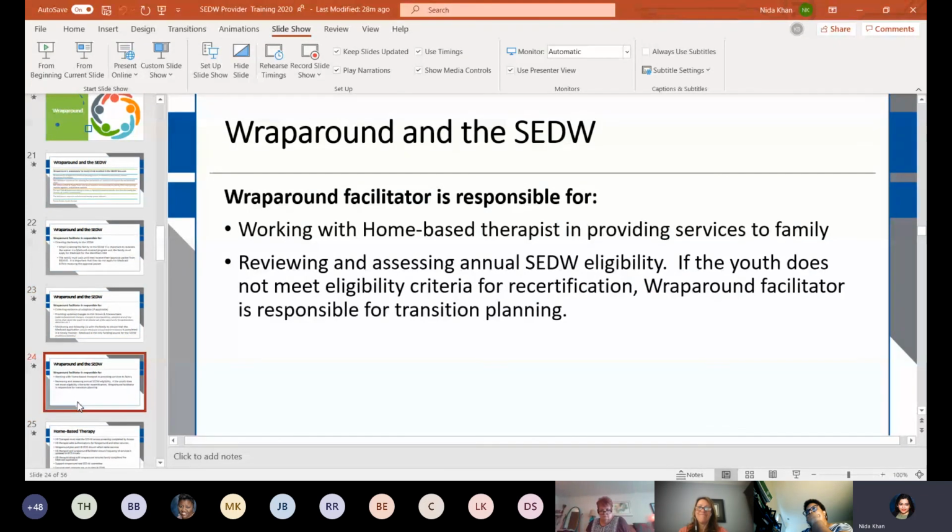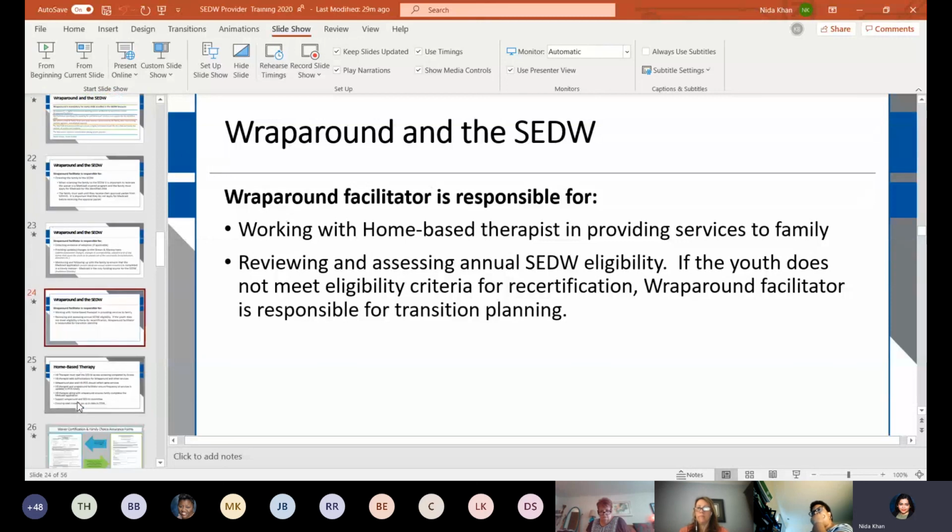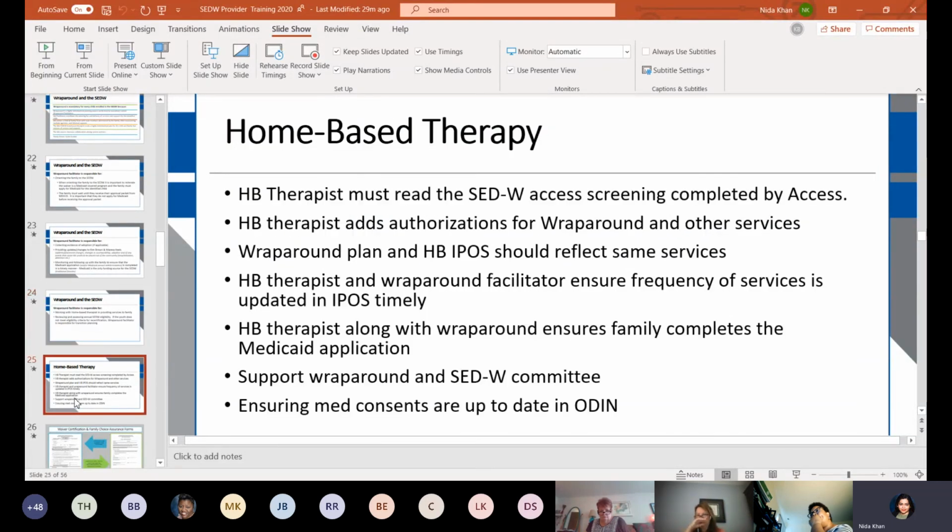Now, like I said earlier, you have to be working very closely with the home-based therapist, and also wraparound facilitators are very much responsible for transition planning along with the home-based therapist once a family is transitioning out of the SED waiver. So, a little bit of home-based therapy.